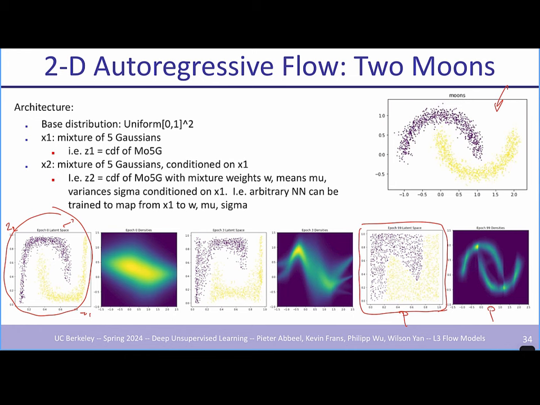Not for the two moons. It's obvious that a mixture of two Gaussians is a great base distribution rather than uniform. But in general, you don't have that visibility in your data set in high dimensions. And so you can end up with things like this because it just gets it done. We thought it's not expressive. Actually, it's quite expressive. It just gets it done.